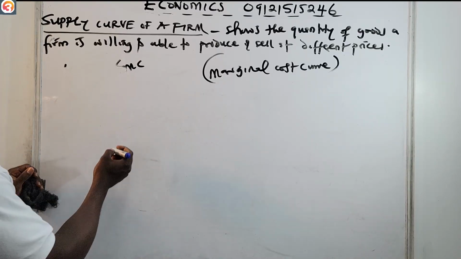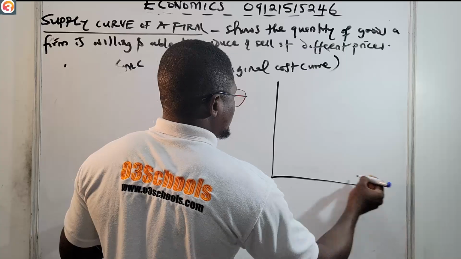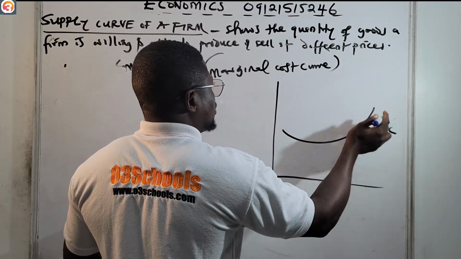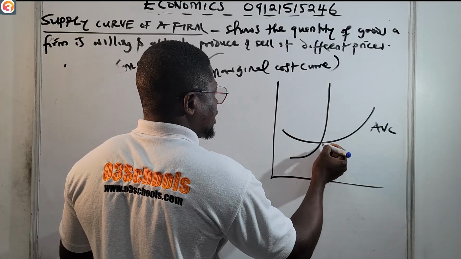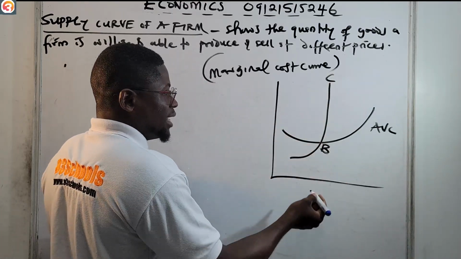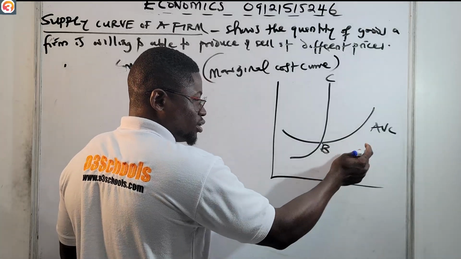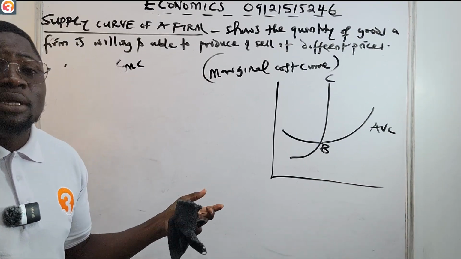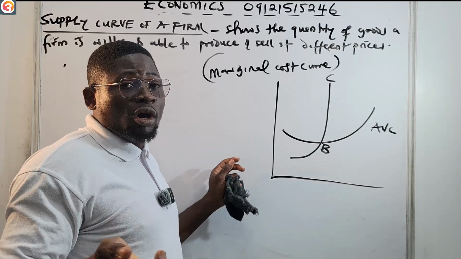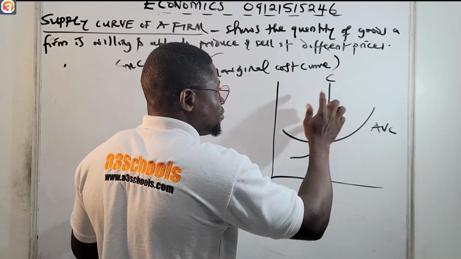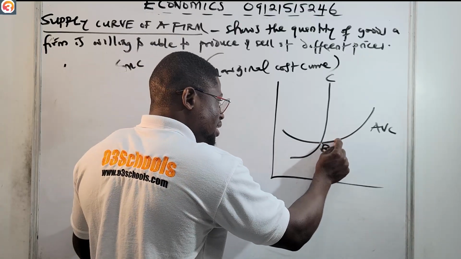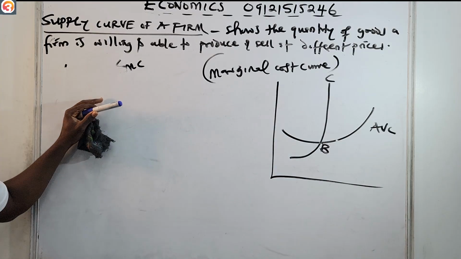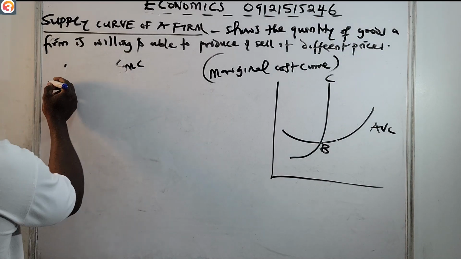Let me draw that diagram again. This is our average variable cost curve, then we have our marginal cost curve, and this is B and C. Anything below the average variable cost curve means the firm will not be able to cover variable costs, so it will not produce. But anything above this means it can cover average variable costs and even some fixed costs, so it will produce. Let us see an example to explain this better.